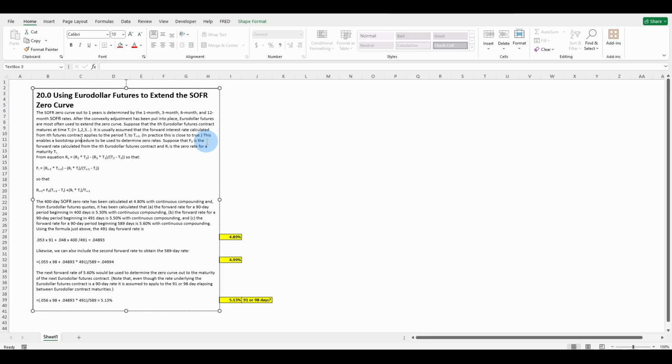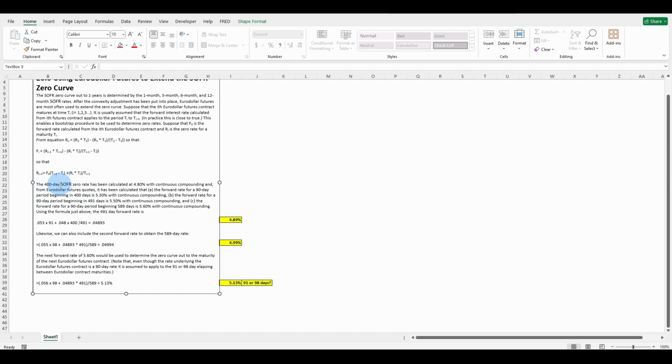Suppose that F of i is the forward rate calculated from the i-th Eurodollar futures contract, and R of i is the zero rate for maturity T of i. Doesn't this equation look familiar? It sure does. So it's not new to you. We went over this how many times? Okay, probably 3 or 4 times. So go back to session 3 if you need to and review it. Here's the equation, and then we did this repeatedly. Remember we did the 6 month and 1 year and 1.5 year and 2 and 2.5 and 3 year. And then this is just a repeat.